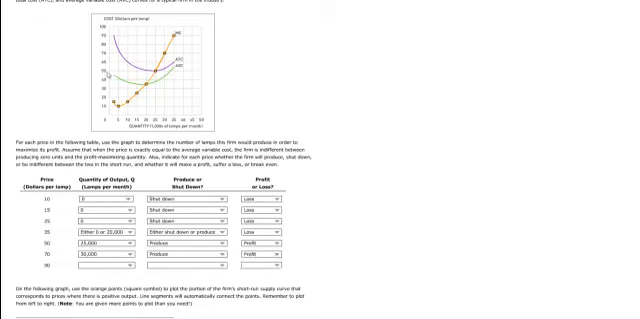And then at a price of $90, your marginal cost is way up here, which is way above your average total cost. So you will definitely produce 35,000 units, and you will definitely be making a profit at that particular point.